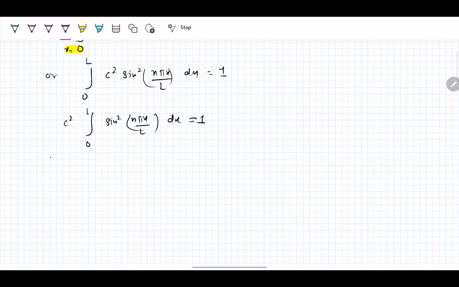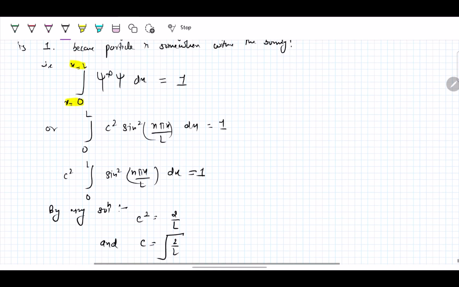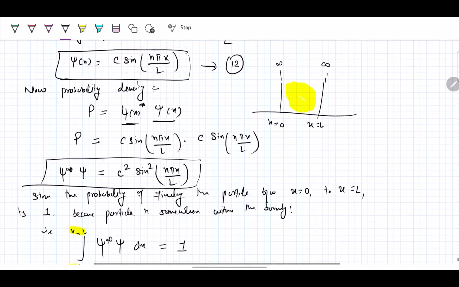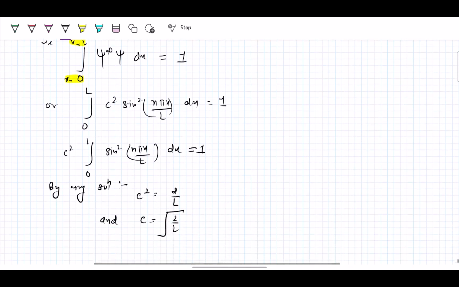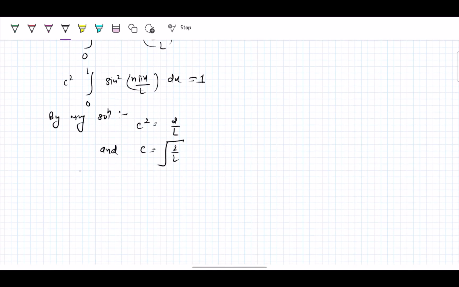So by using the solution to the above integral from the integral table, we get the value of c square is equal to 2 over L. From here we find c is equal to the square root of 2 over L. By using the value of c in equation number 12, that is psi equals c sine n pi x over L, we get the normalized wave function.